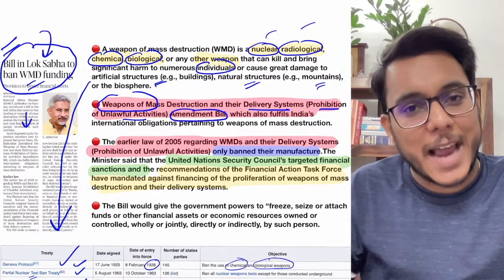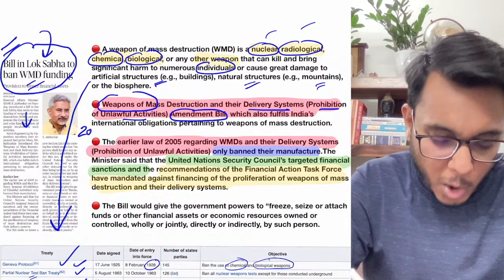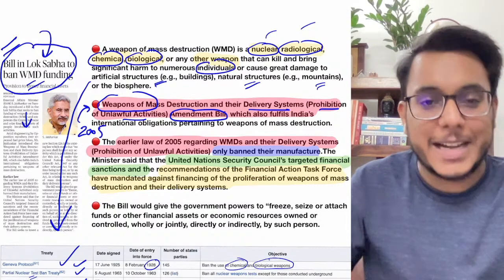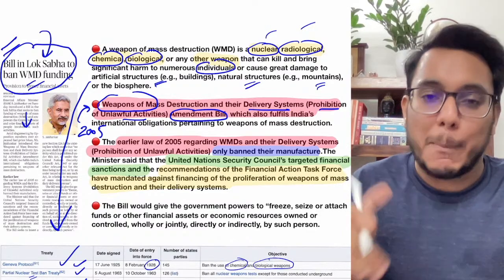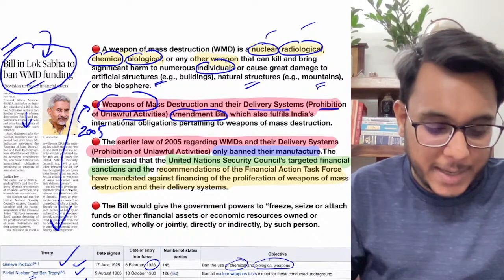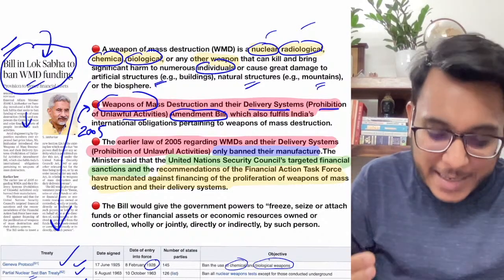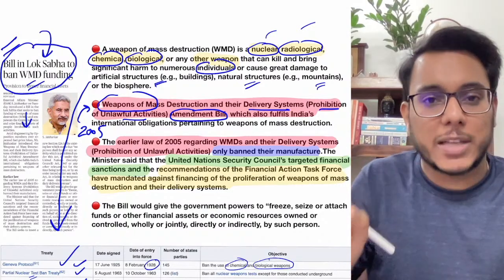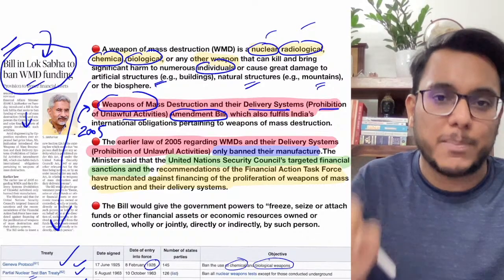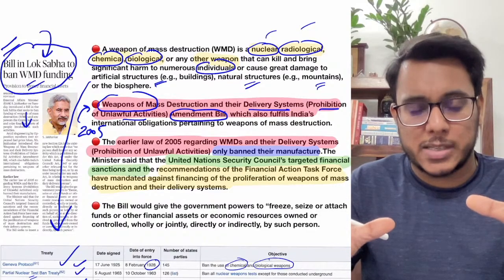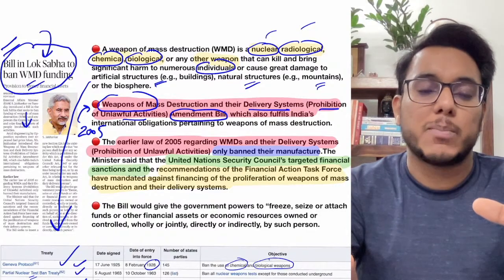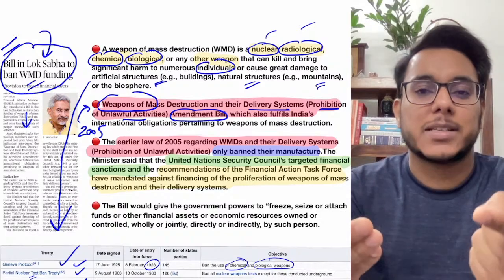Now we already have a law which was brought in 2005, and it aims that weapons of mass destruction cannot be manufactured. But now what amendment are we trying to do? We are amending it so that even the funding for weapons of mass destruction cannot be provided. See, manufacturing is a different process and funding is a different process. Suppose I am giving money to some person X, and that person X is manufacturing.